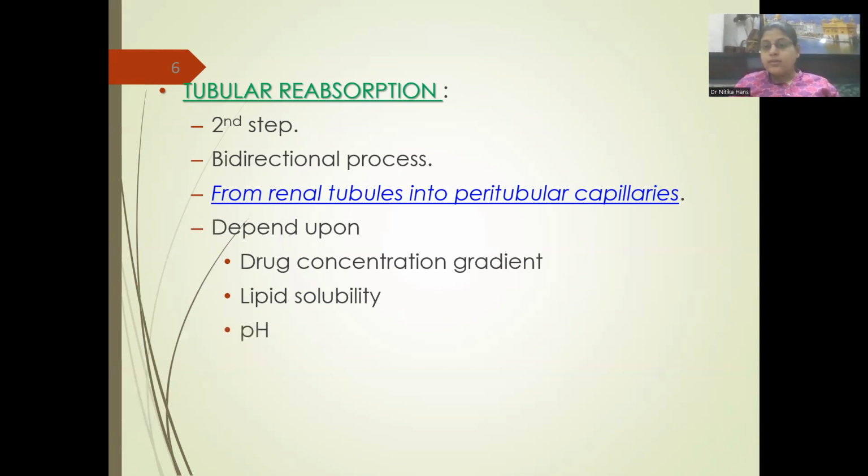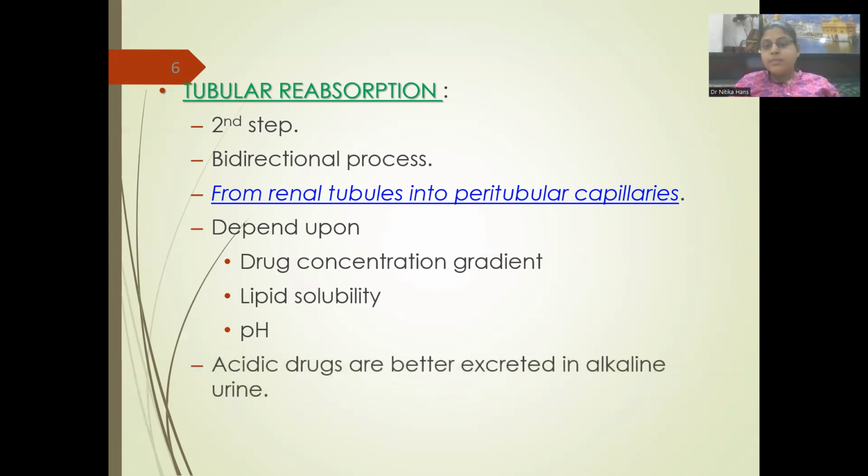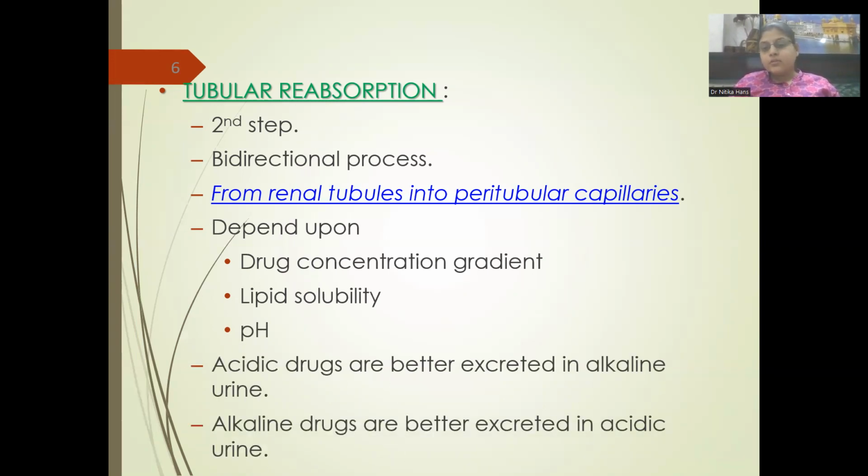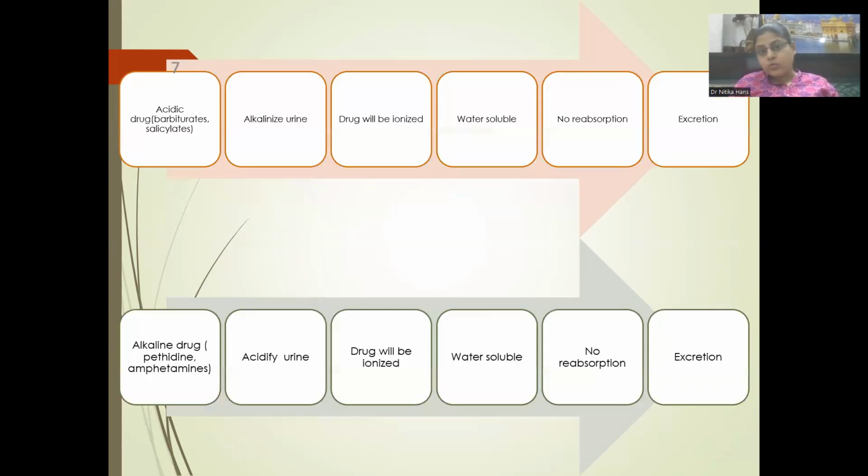pH, I've already told you, acidic pH and alkaline pH, they are ionized, they become water soluble, the drug becomes water soluble, it is excreted out. But if the pH is the same, acid pH and the acidic drug is there, that becomes non-ionized, it becomes lipid soluble, it is reabsorbed back from the tubules to the peritubular capillaries. Acidic drugs are better excreted in alkaline urine. I've already told you. And alkaline drugs are better excreted in acidic urine because these drugs get ionized in the opposite medium, then they become water soluble and they are excreted out.